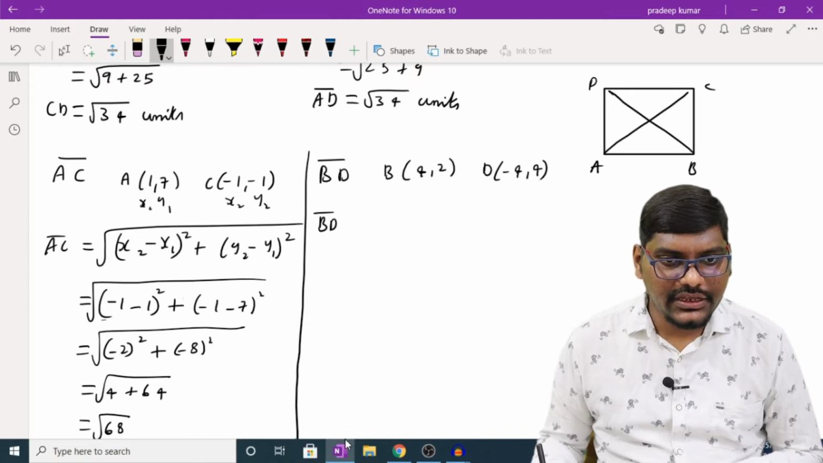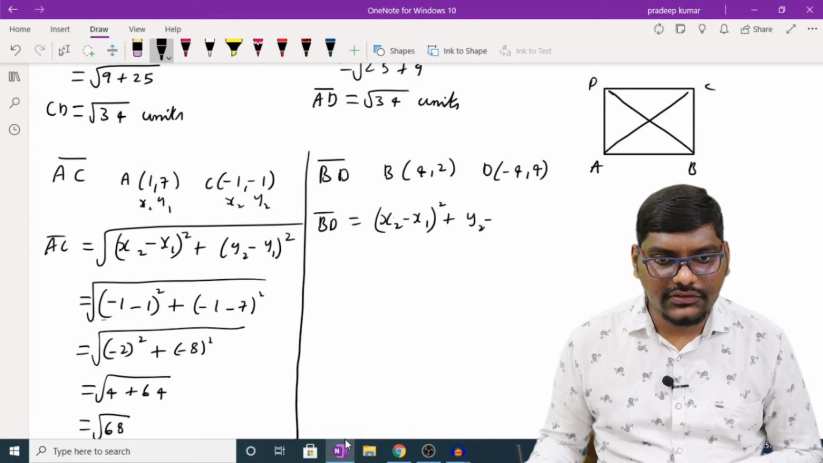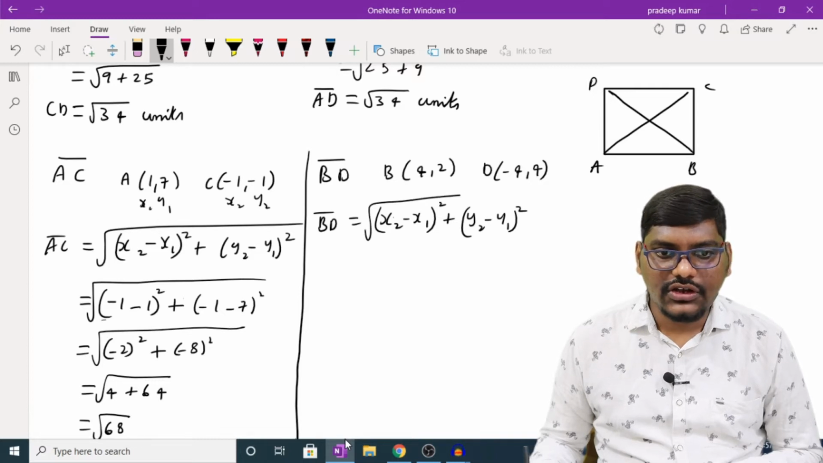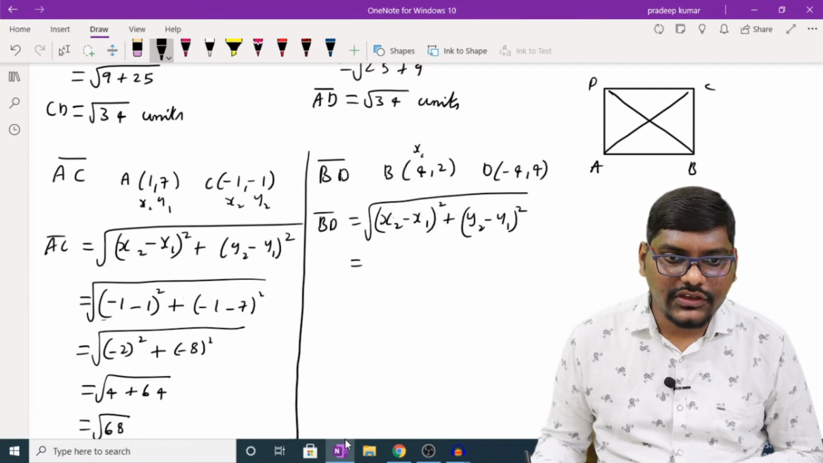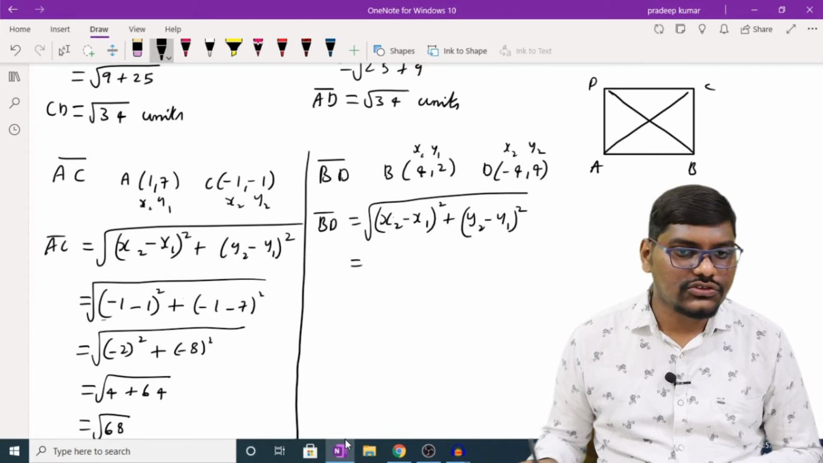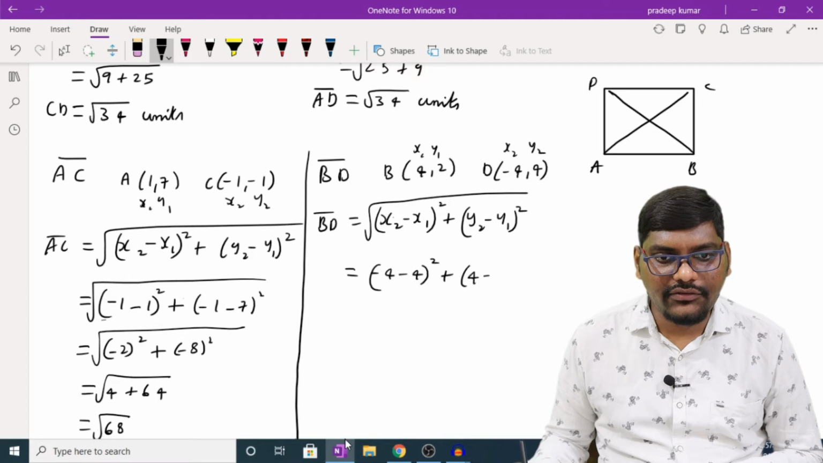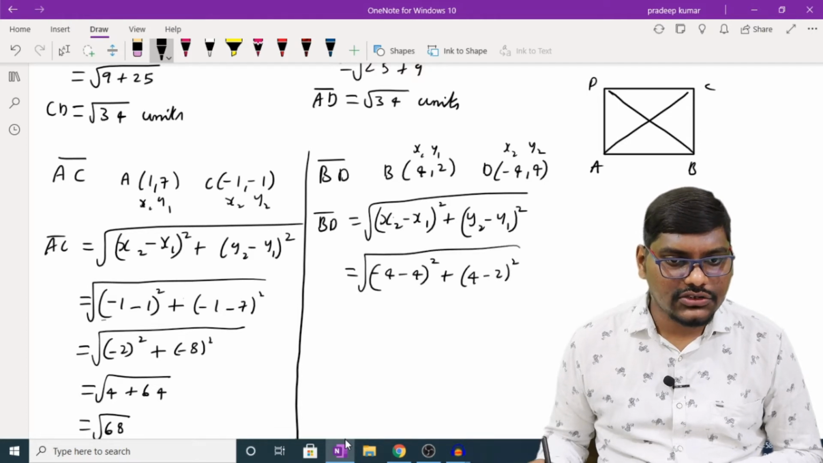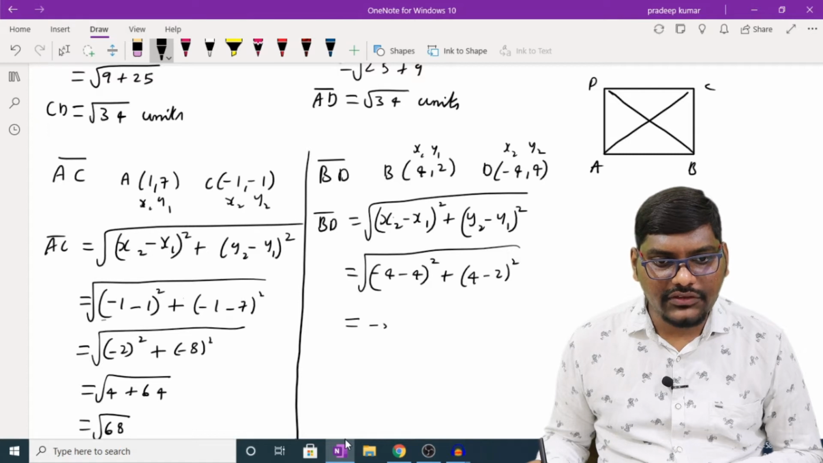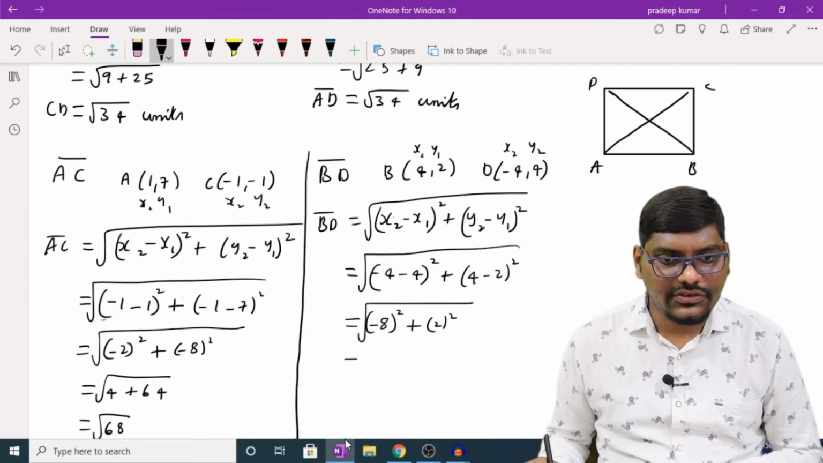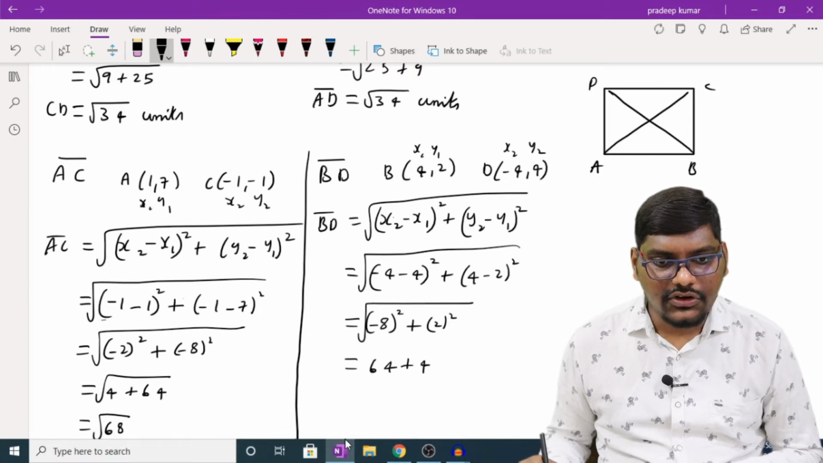So diagonal BD is equal to the square root of x2 minus x1 whole square plus y2 minus y1 whole square. So let's substitute the values also. We know this is x1, this is y1, x2, y2. So let's substitute the same. x2 was minus 4, x1 is 4, whole square, y2 is 4, y1 is 2, whole square, under root. So this will be minus 4 minus 4, that is minus 8, whole square plus 2 whole square, under root. 8 square is 64 plus 4. So this will give root 68 as the value.